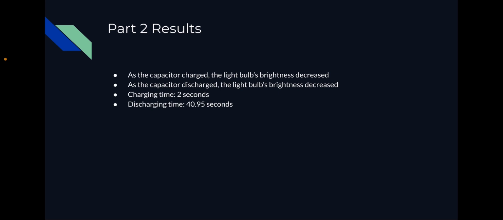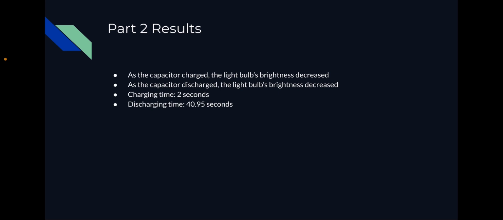As for our part 2 results, we found that as the capacitor charged, the light bulb's brightness decreased, and as the capacitor discharged, the light bulb's brightness also decreased, because in both cases, as this is occurring, the current going through the actual light bulb keeps getting smaller and smaller, so the brightness decreases. We found the charging time of the capacitor to be 2 seconds and the discharging time to be 40.95 seconds.